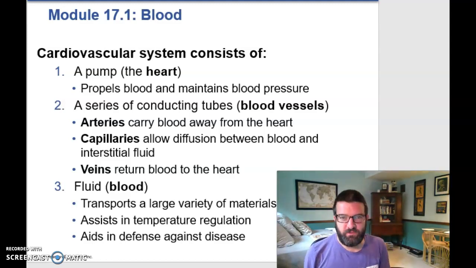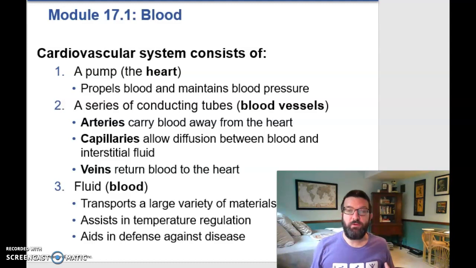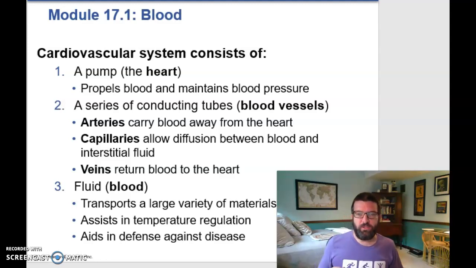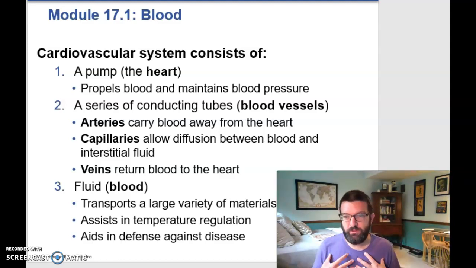So we're moving on to chapter 17, which is our first chapter in the cardiovascular system. And your cardiovascular system includes a pump, which in our case is our heart, right? Which creates pressure. And it creates pressure for fluid, which in this case is blood. And that pressure allows that fluid to move through a series of conducting tubes, which we call blood vessels. And so the next few chapters, we're going to be talking a lot about blood today, specifically that fluid, and the pump that produces the pressure and the vessels through which that fluid flows.